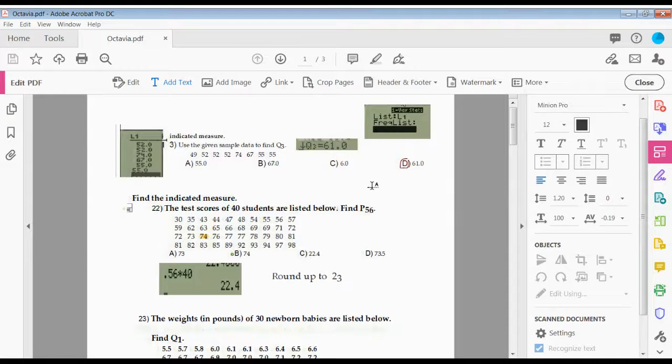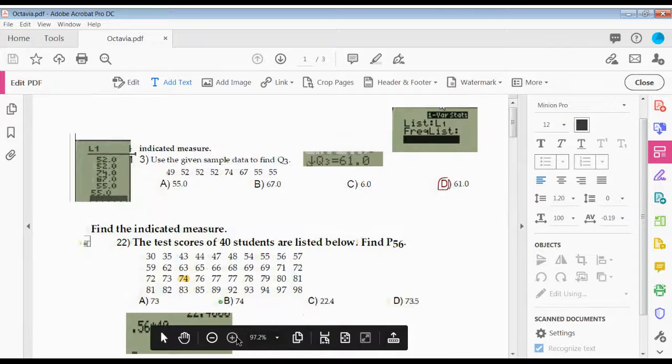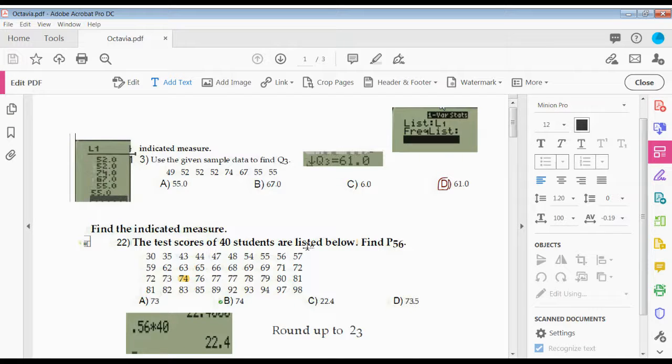Okay, Octavia, these are the problems that you are having an issue with. Let me see if I can make this a little bit larger. First of all, you mentioned that there were no problems on the homework dealing with quartiles. Well, number 13, there was. Off of sections 3.2 and 3.3, it was asking you for quartile 3.